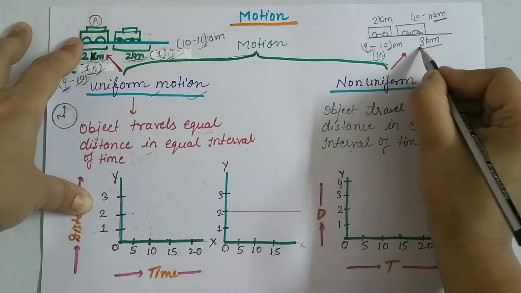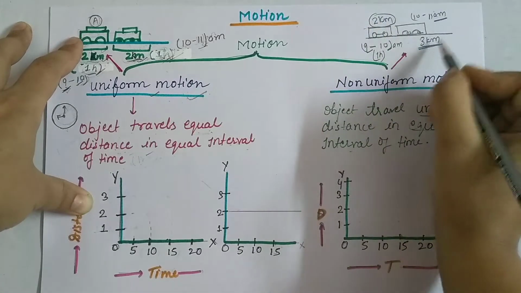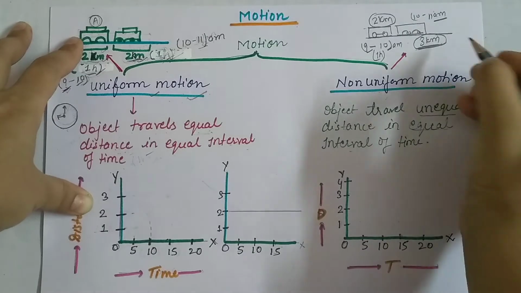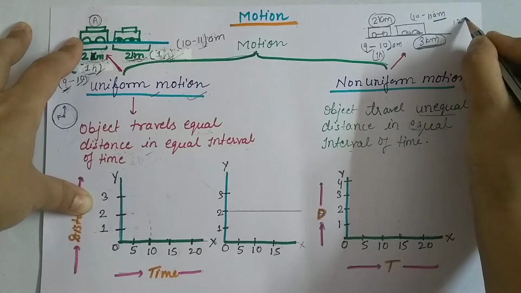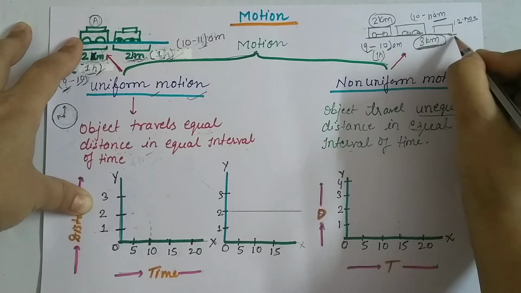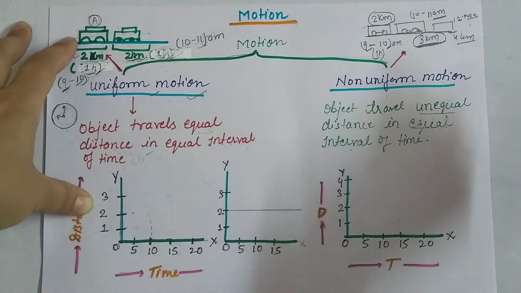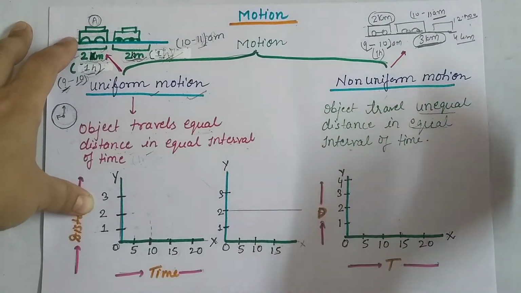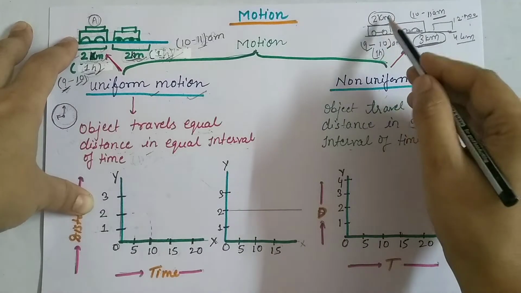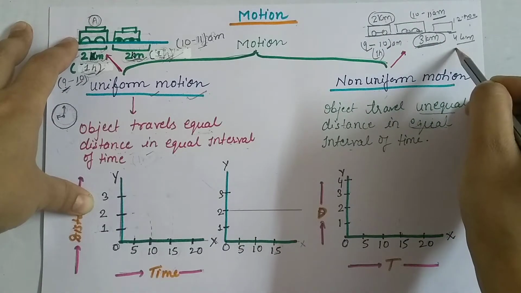So here the distance is not the same. Sometimes the bus covers 2 kilometer in 1 hour, and in the next 1 hour we found the bus travels 3 kilometer. Then again at 12 noon when we check, the bus covered 4 kilometer in 1 hour. So it shows it is not constant. It shows that there is unequal distance covered by the bus. First in 1 hour it covered 2 kilometer, in the next 1 hour it covered 3, in the next 1 hour it covered 4 kilometer.